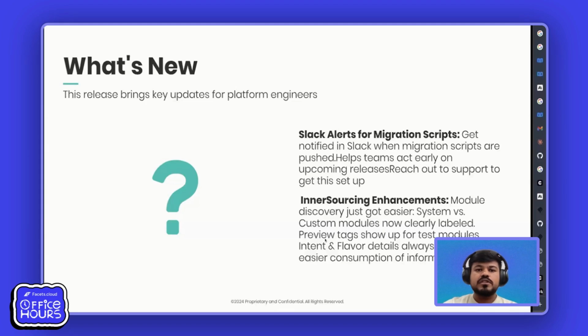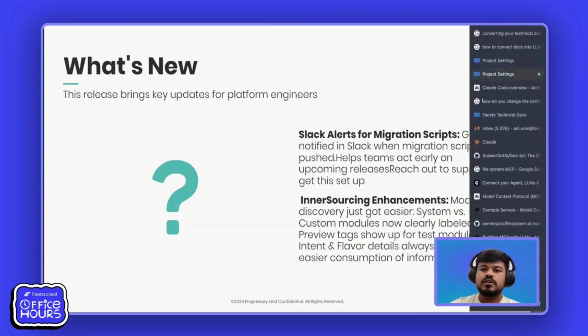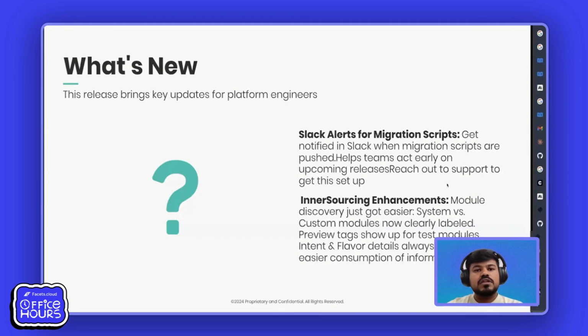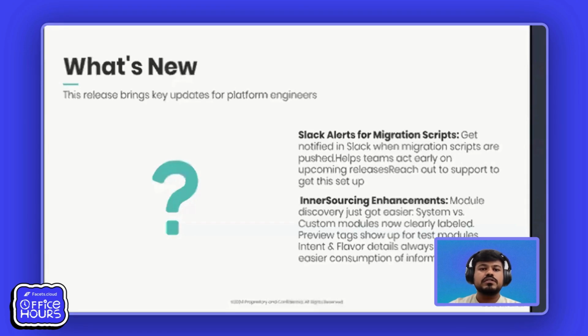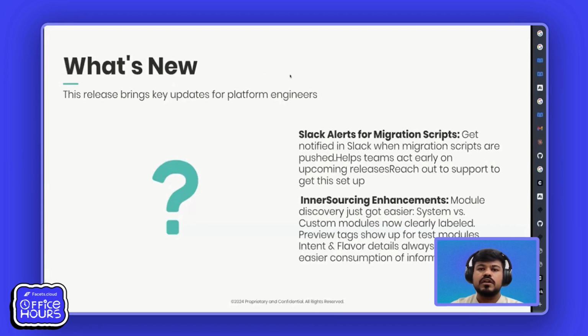So this approach basically breaks down silos, and it encourages shared ownership and ensures that the platform evolves with the needs of its users. Teams can preview, test, and adopt new modules at their own pace, while platform engineers maintain oversight through transparent review processes. So the result from this functionality is a dynamic, extensible platform that fosters innovation. We already had this feature released earlier, and we have made some recent enhancements.